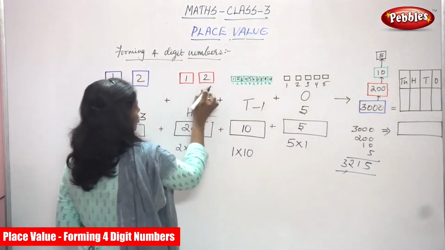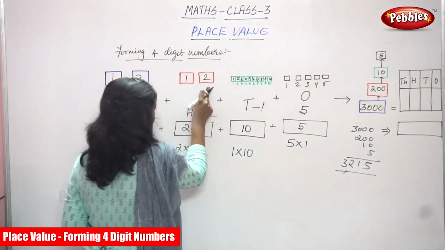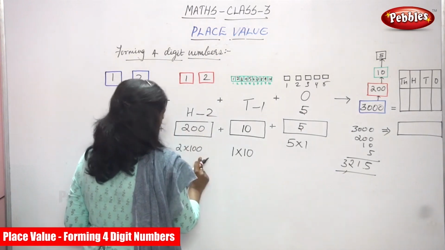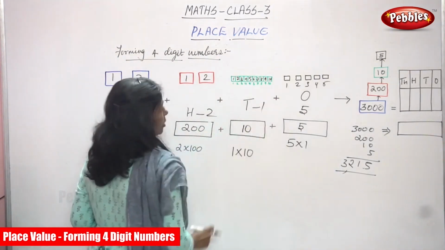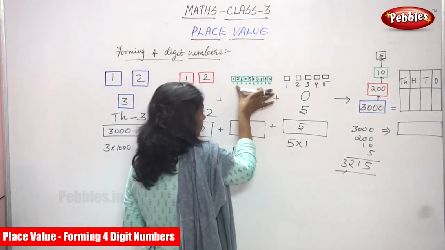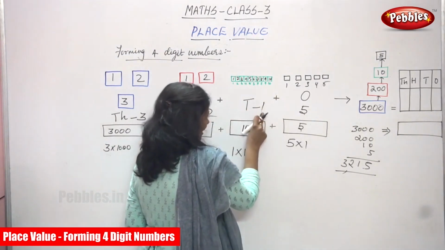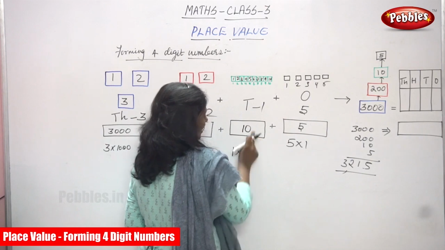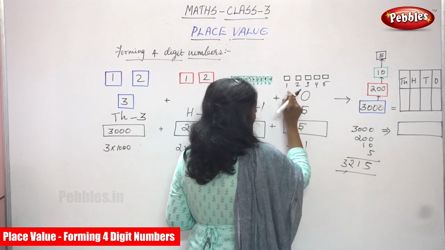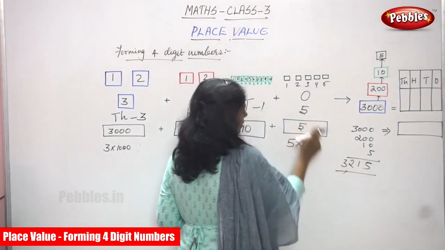How many hundreds? Each square is considered as hundreds. So 1 square and 2 squares, that is 200. 2 into 100. And this complete box is considered as a ten. So how many tens? 1 ten. That is what I have written, 10. 1 into 10 you can get 10. How many squares here? 5 squares, each square is 1. So 5 into 1 you can get 5. That is called 5 ones.